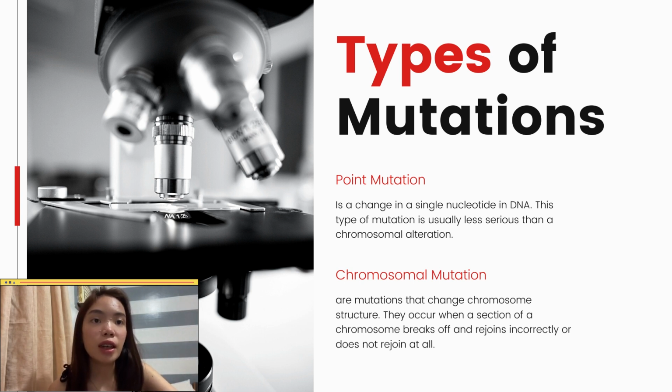Next is the chromosomal mutation. So, chromosomal mutations are mutations that change chromosome structures. So, they occur when a section of a chromosome breaks off and rejoins incorrectly or does not rejoin at all. There are possible ways these mutations can occur. First is deletion, duplication, inversion, insertion, and translocation.